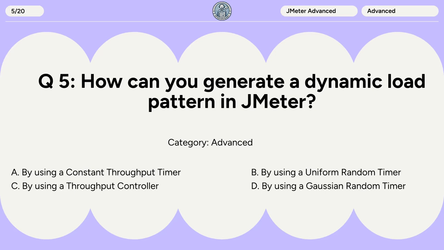Question 5. How can you generate a dynamic load pattern in JMeter? A. By using a constant throughput timer. B. By using a uniform random timer. C. By using a throughput controller. D. By using a Gaussian random timer.